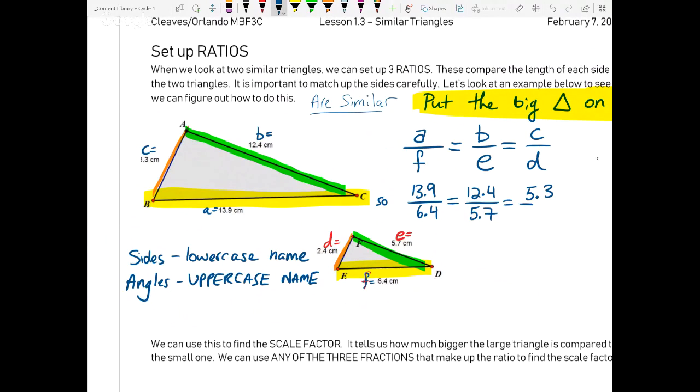Okay, and how big is C? 5.3. And how big is D? Cool. And you can test these. If you do this division, you should get the same number for each. Now, to be clear, because we're dealing with decimals, will they be a little bit different because these numbers are rounded? Yeah, they're going to be a little different.